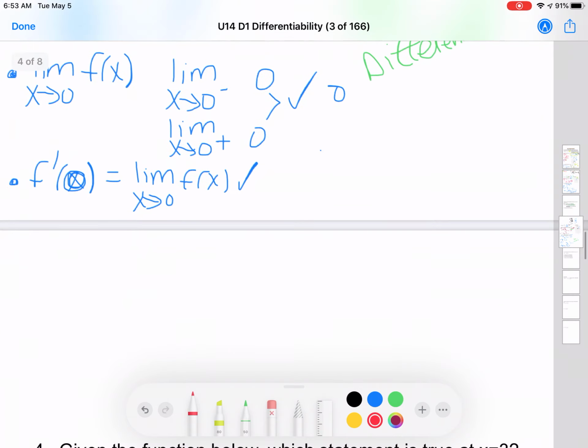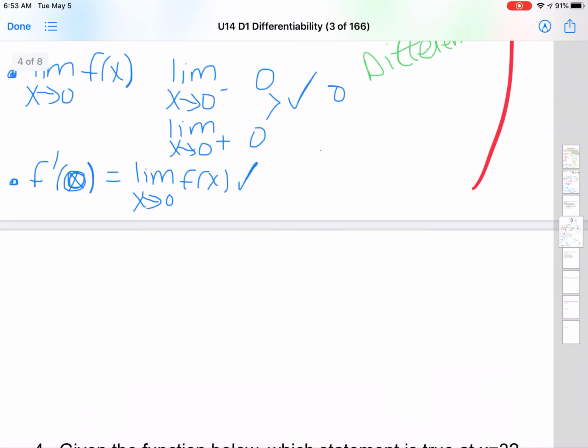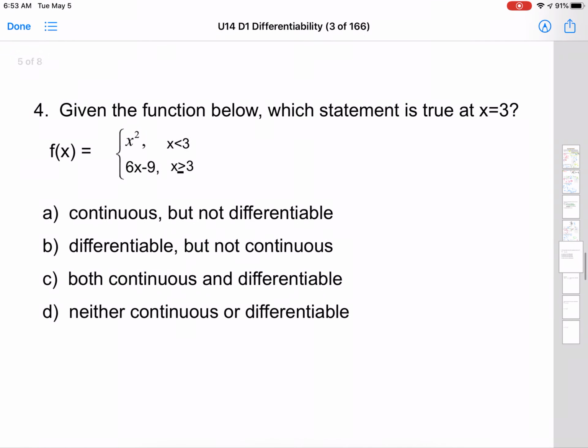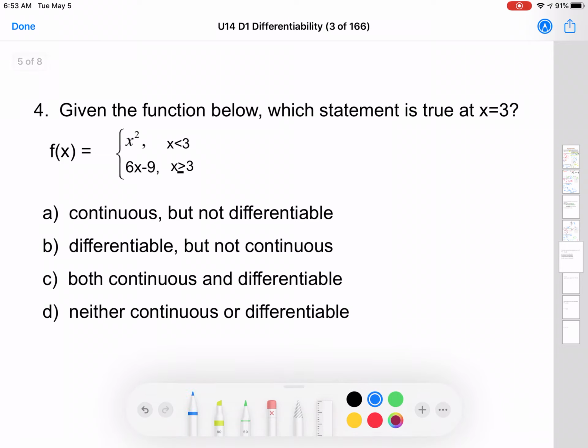Alrighty, okay, one more. So this is a multiple choice question, but it does still require a lot of work. It says, given the function below, which statement is true at x equals 3? Okay, so we have our piecewise function. Let's read through them all. It says continuous but not differentiable. Obviously we'd have to do some work there. Differentiable but not continuous, well, that's the one that we know can't happen, because if it's differentiable, it has to be continuous. Both continuous and differentiable, neither continuous or differentiable.